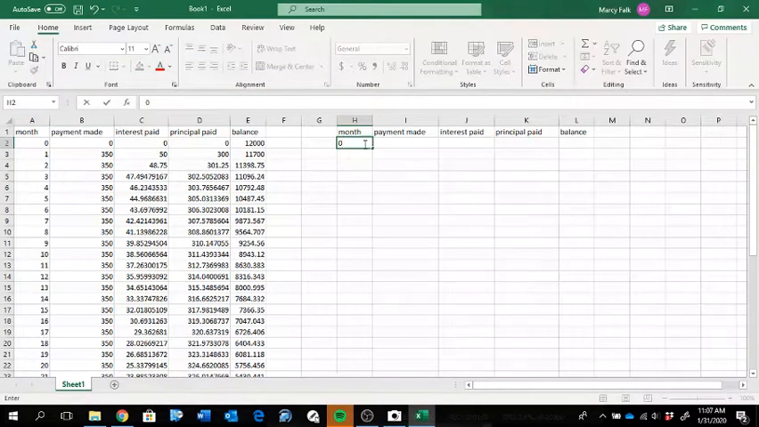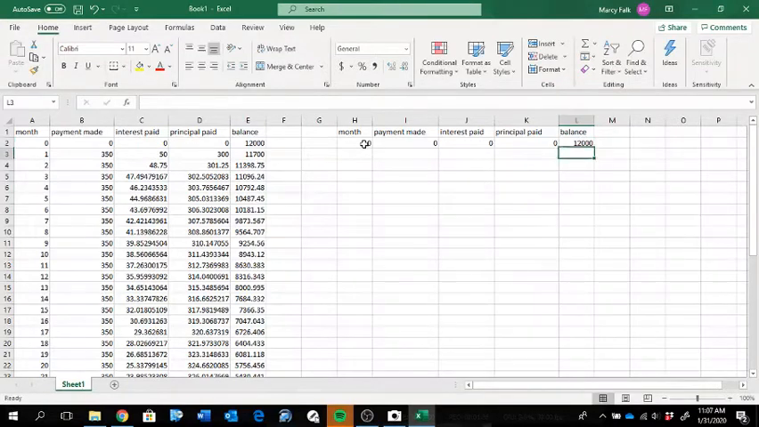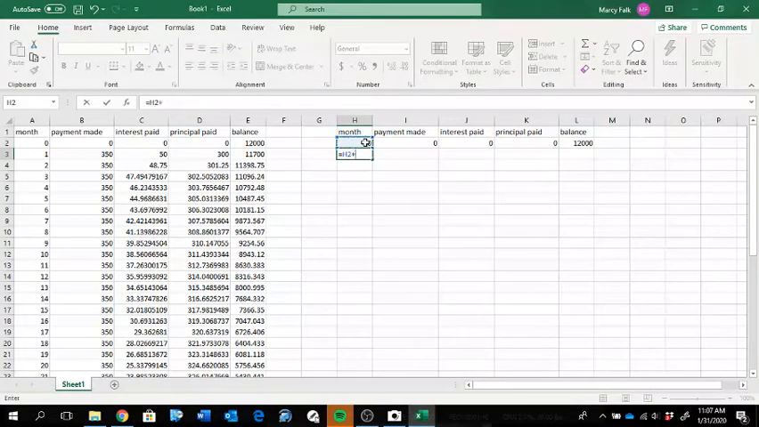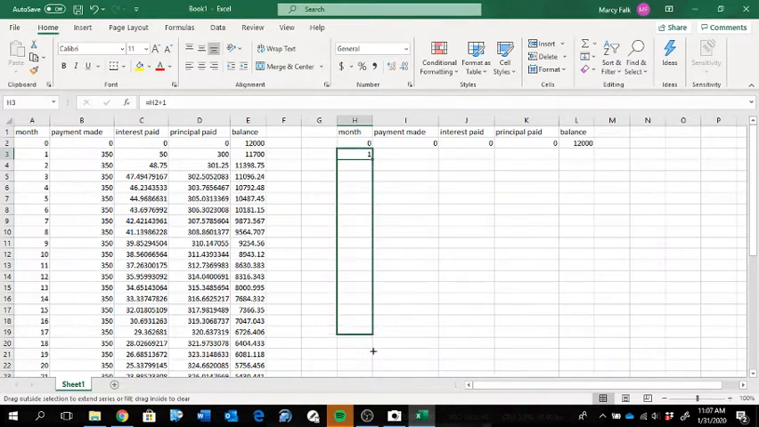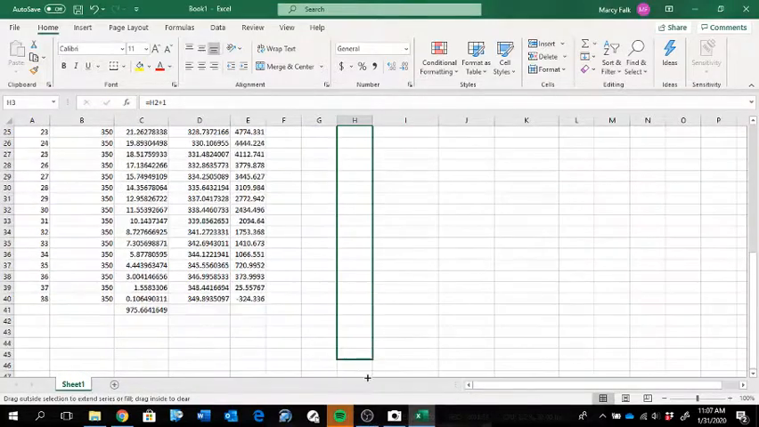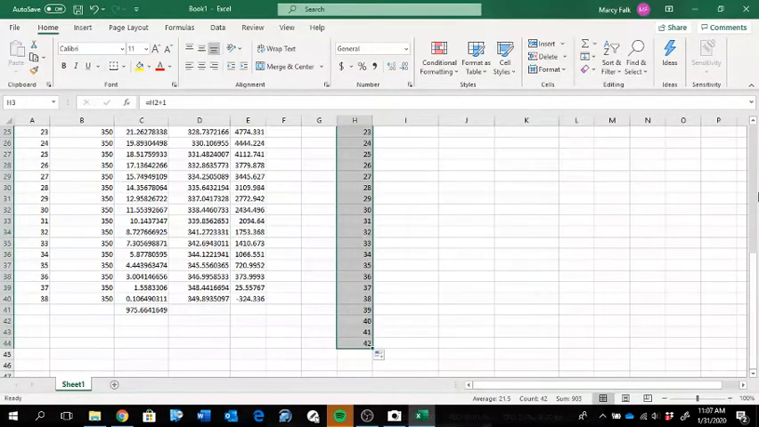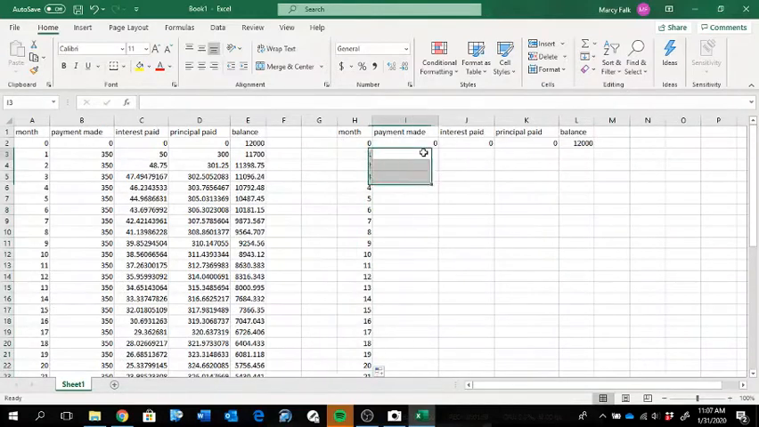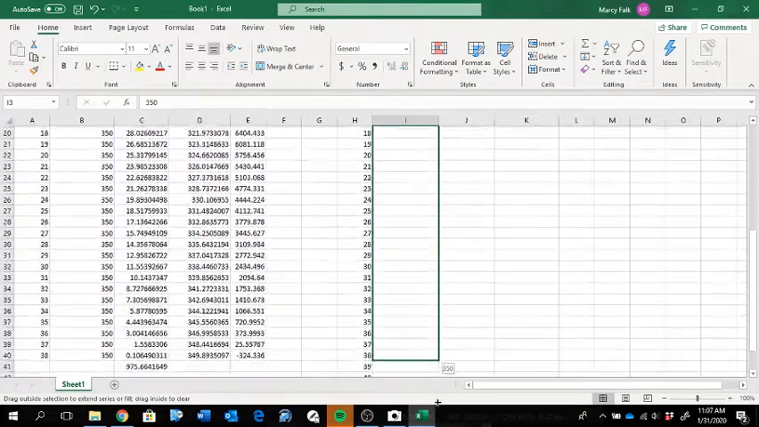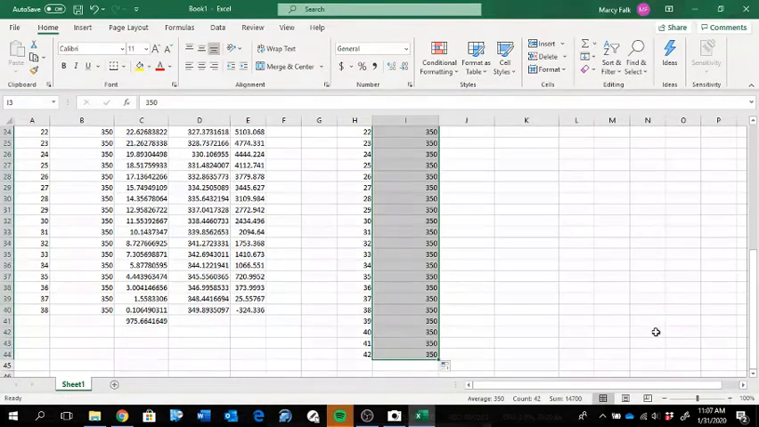So on month 0, you're going to have an opening balance of $12,000. Okay, so in this, we're going to go equals the previous plus 1. Then we're just going to go down, down, down, and we have no idea, so you can just keep going for as long as you want. So the payment made is going to be $350 each month. So we are just going to copy $350 because you're going to do that every time. Same amount. That's never going to change.